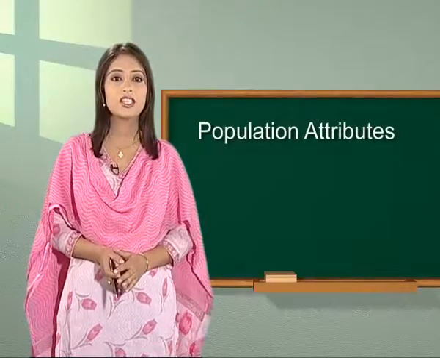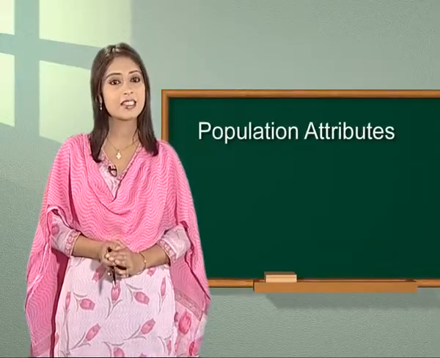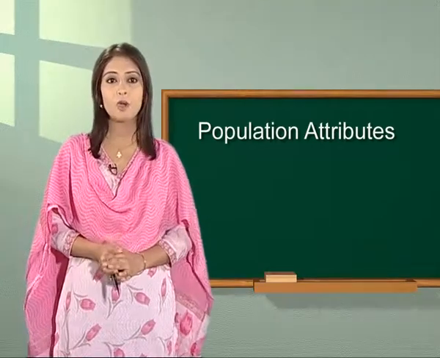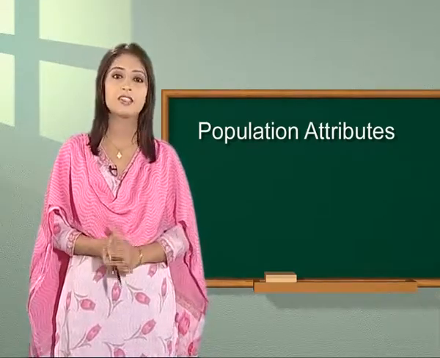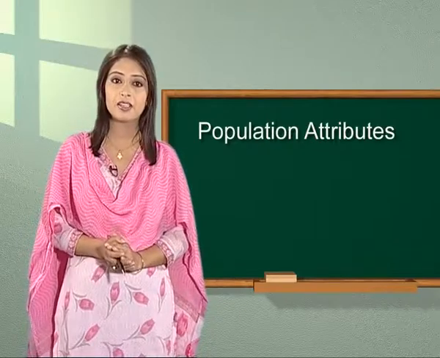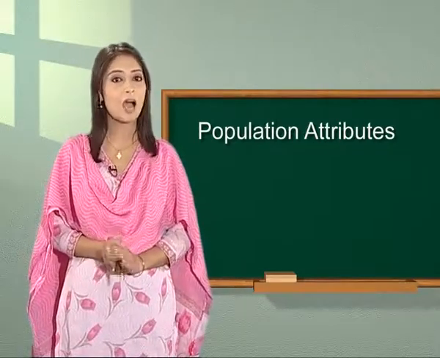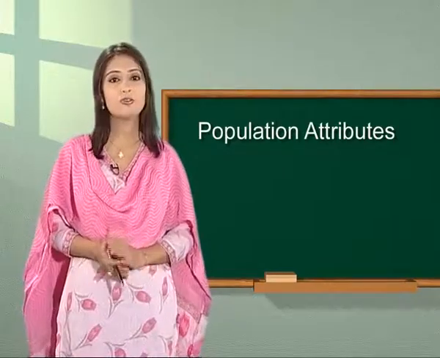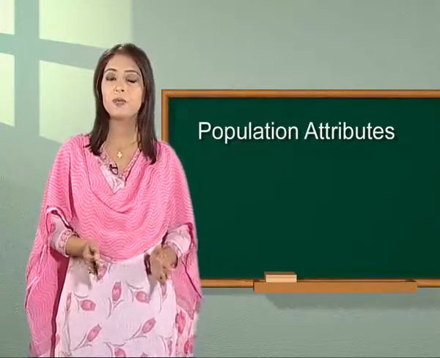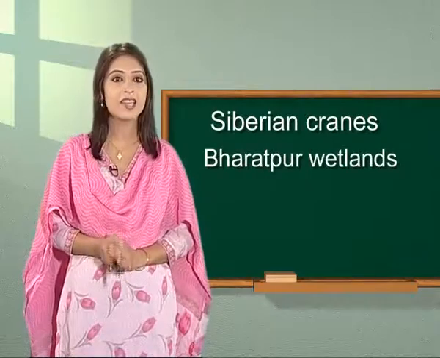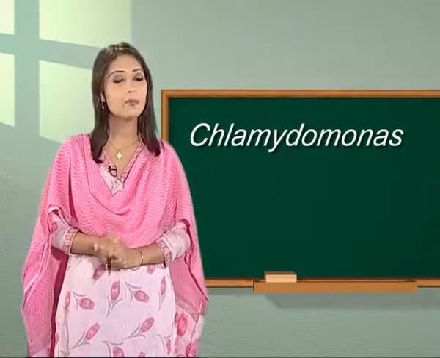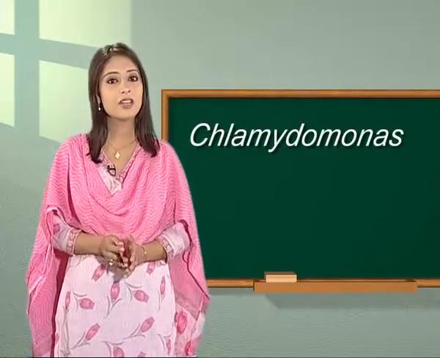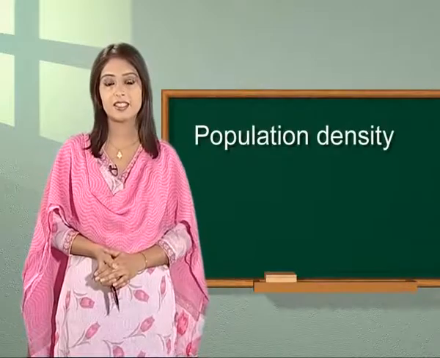The size of the population tells us a lot about its status in the habitat. Size of a population of any species is the outcome of its competition with another species, the impact of a predator or the effect of a pesticide application. As far as the size of a population is concerned, that could be as low as less than 10 for Siberian cranes in Bharatpur wetlands in any year, or go into millions for Chlamydomonas in a pond. Total number is generally the measure of population density.